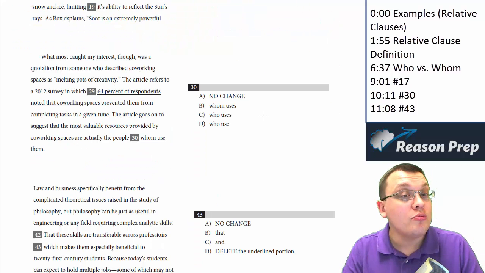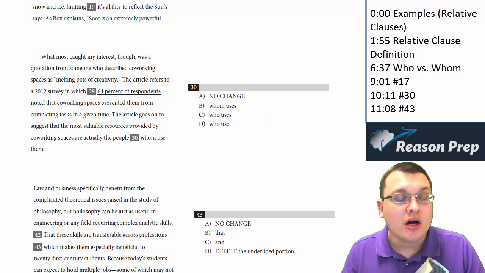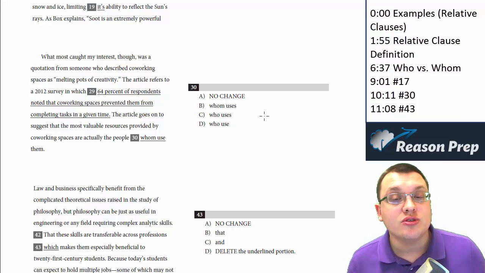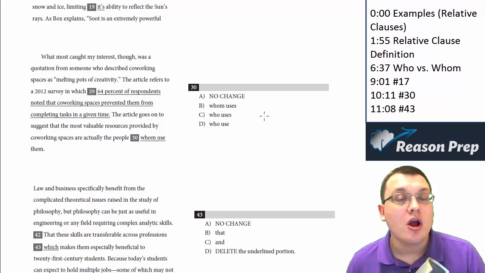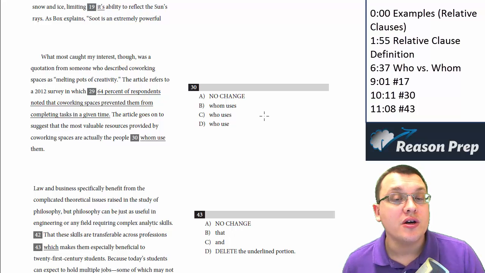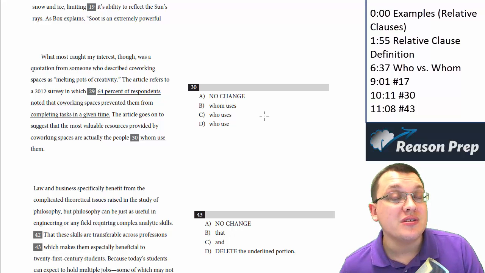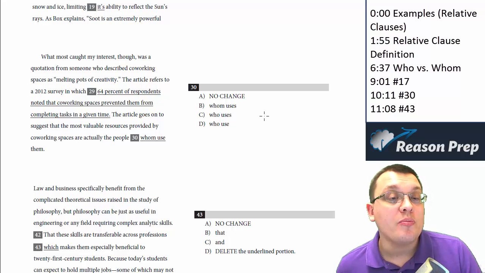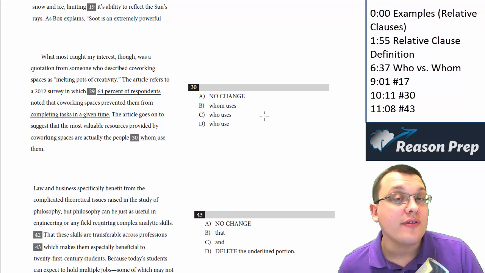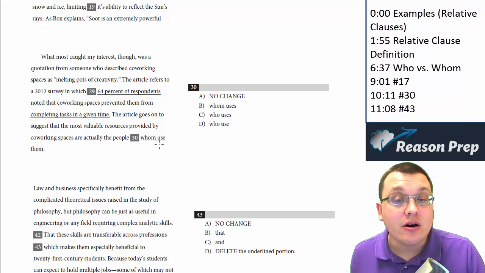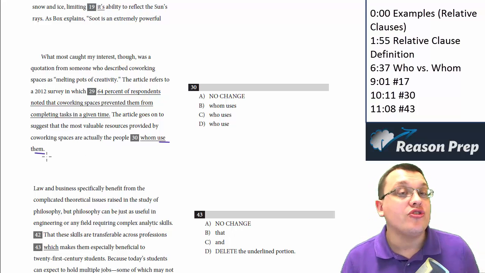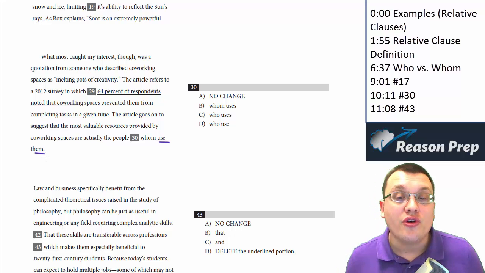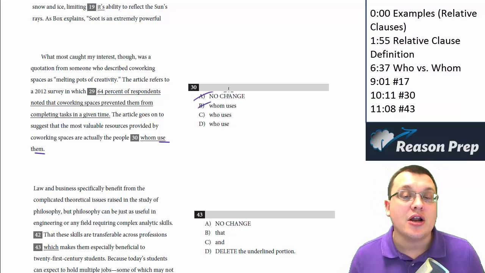So here's a who and whom question. The article goes on to suggest that the most valuable resources provided by co-working spaces are actually the people whom use them. So whom is referring to the people. People is the antecedent, right? Are the people doing the action, or are they being targeted with the action? And here, they're doing the action. They are the ones using the space. So therefore, we have to use who and not whom.